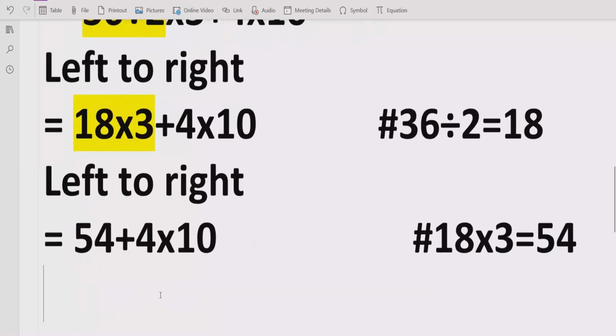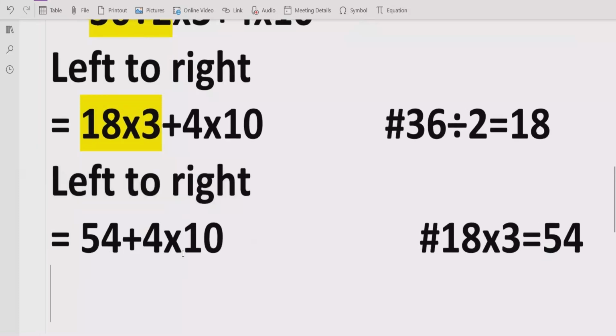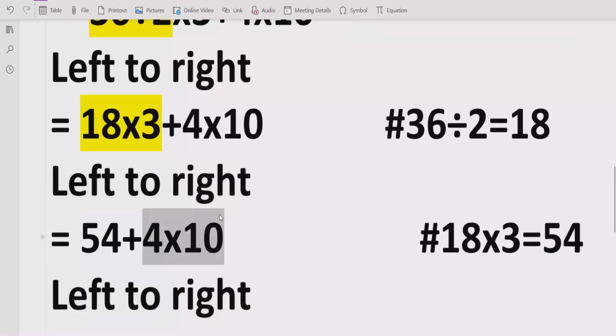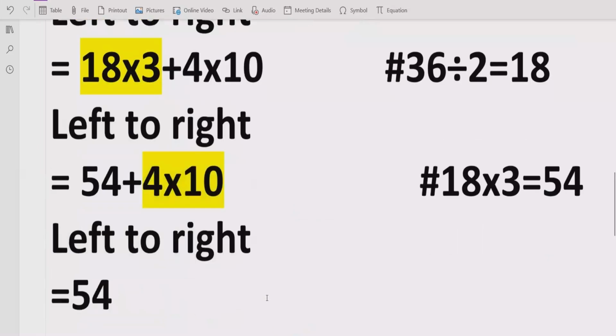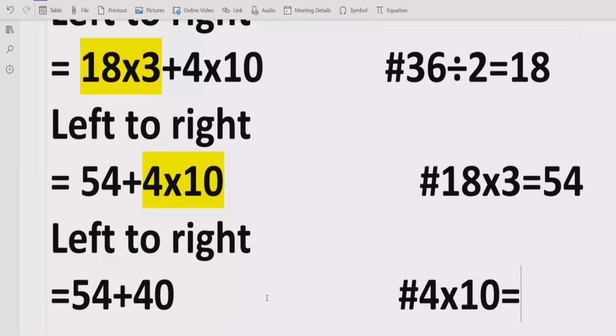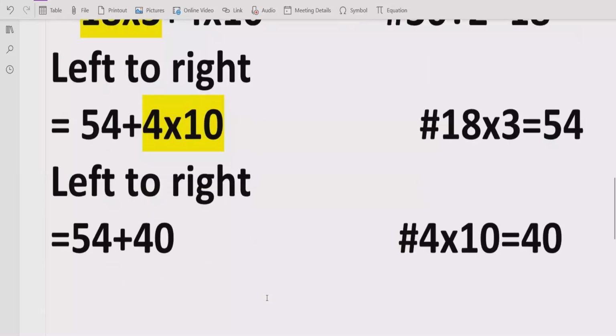Now move forward. Now we will solve again multiplication, which is 4 multiplied by 10. So we will multiply both of them and get 54 plus 40. Here we will give the reference: 4 multiplied by 10 equals 40. Now we have here two terms which are added to each other. So we will add both of them and get the answer 94. So the answer of the given expression is 94.